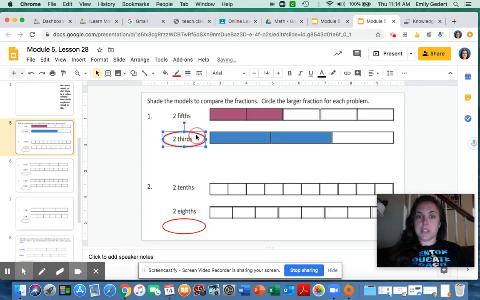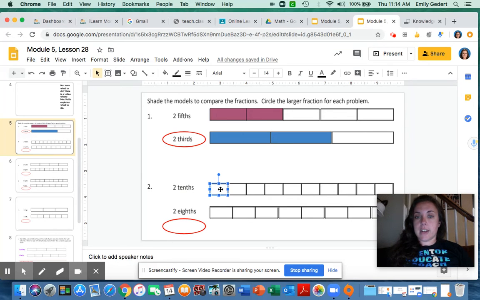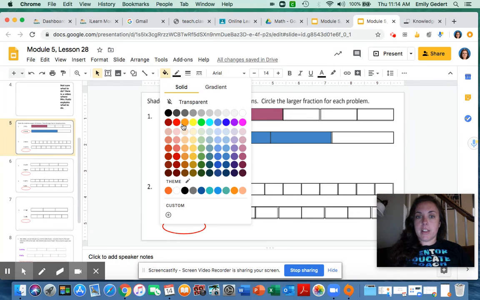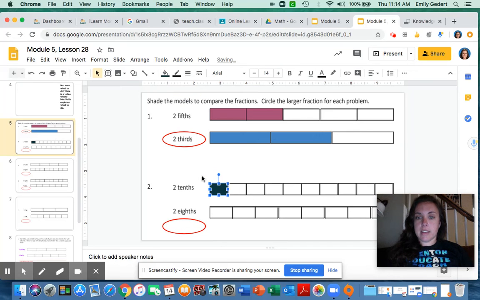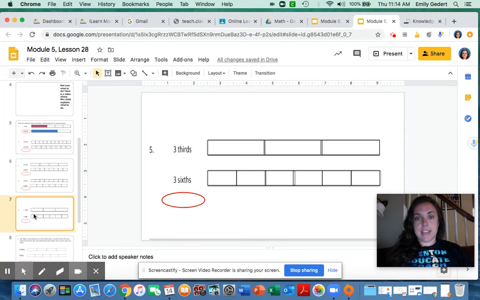So we're going to move this red circle over the 2/3, just like if you were circling it with a pencil. Okay, so I'm going to leave that one done for you, and then you're going to do 2, 3, 4, and 5 just like that. So here you're going to do 2/10. Again, grab the piece, come up to Fill Color, choose a color you'd like, and do that 2 times, and then do it for 2/8 and determine which of those is bigger. If you make any mistakes, just come over here to this back button and it'll undo it for you. So again, that's slide 5, 6, and 7 has one of them on it.